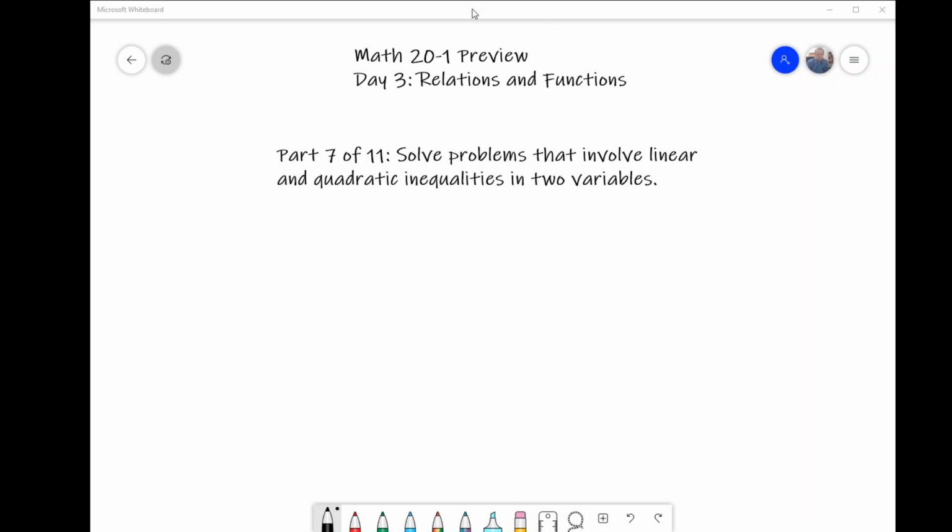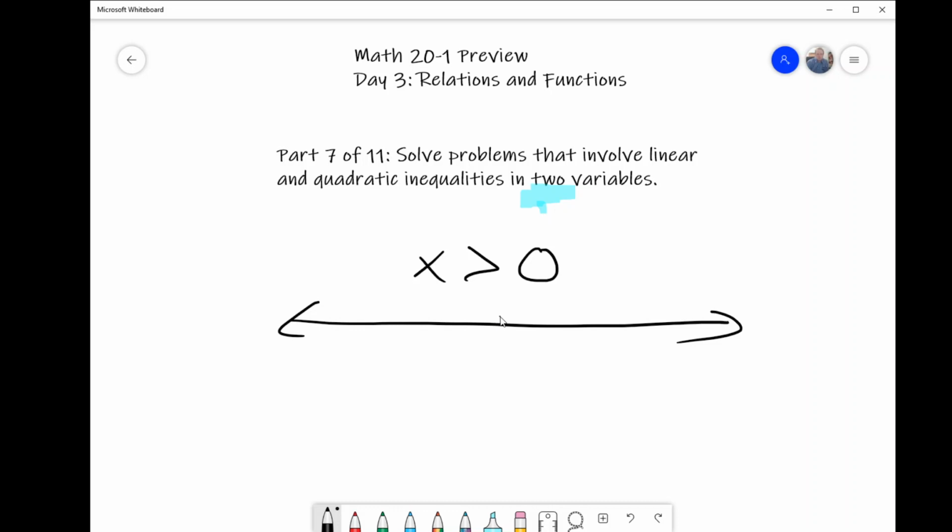So in part 7 out of 11, we are going to be solving problems that involve linear and quadratic inequalities in two variables. And it's the two variable part that's going to be new. We have dealt with inequalities like this, and then graphed them on the number line, saying, okay, if x is greater than 0, at that 0 mark we have an open circle, and then we fill in the rest greater than it.